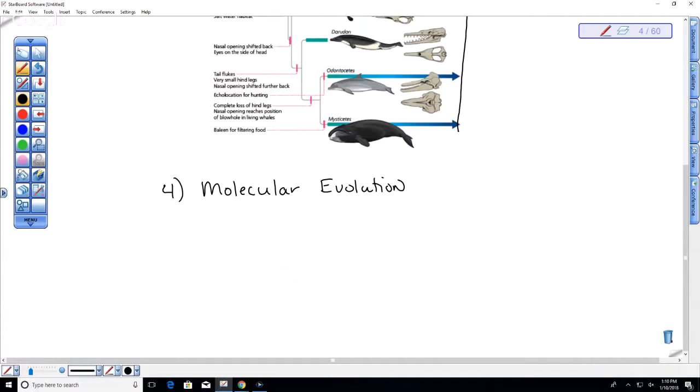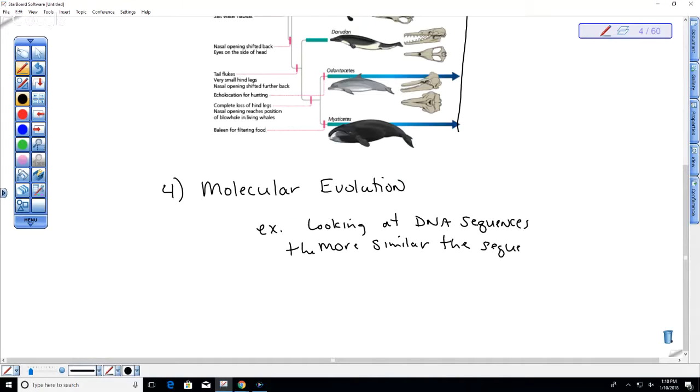An example of this would be looking at DNA sequences. The more similar the sequences, the more closely related. So in a little while, I'm going to give you an evolutionary history of animals. It is the most recent one, which has actually been redone a little bit based upon what we now know about molecular evolution. We can take DNA, find the sequences that are significant, and look at how they change over time.